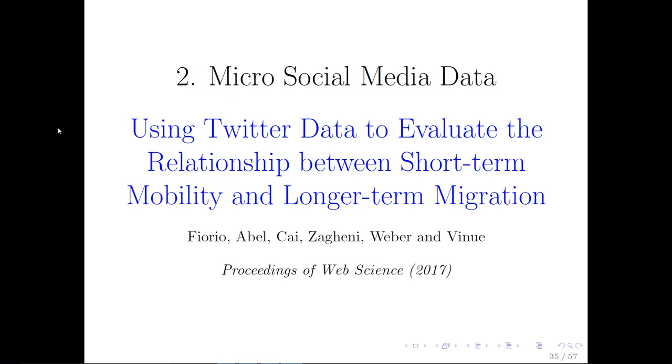Okay, so I wanted to show you an example with macro data. Now I want to show you an example with micro data. And this is about using geolocated Twitter tweets to study the relationship between short-term mobility and longer-term movements. It's a joint project together with Di Fiorio and a number of other colleagues.